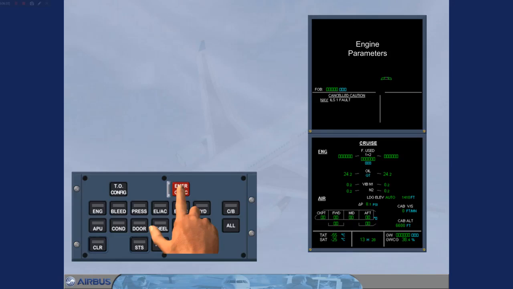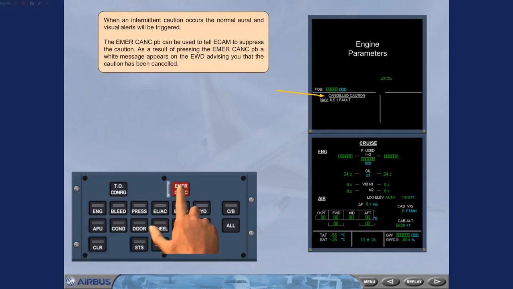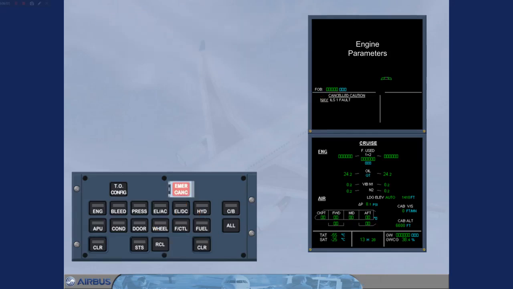As a result of pressing the emergency cancel push button, a white message appears on the engine warning display, advising you that the caution has been cancelled. After a short delay, the cancelled caution message automatically disappears and is transferred to the status page. A status reminder appears on the engine warning display informing you that there is something on the status page. We will call the status page for you.